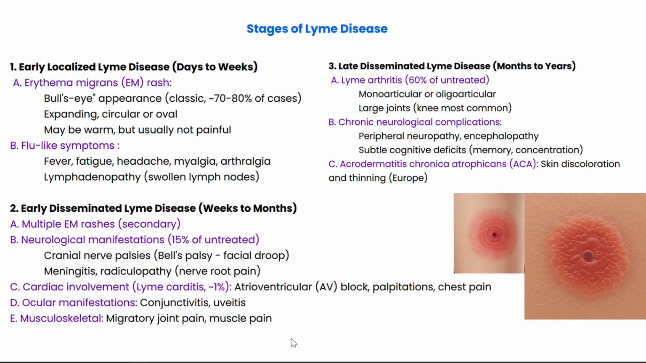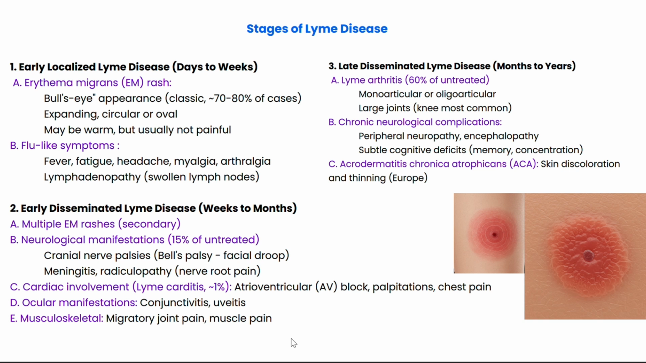Lyme disease can progress through three stages if left untreated. It's important to recognize that not every patient will experience all of these stages. The first stage is known as early localized Lyme disease, occurring from days to weeks after the tick bite. A hallmark of this stage is the erythema migrans, or EM rash. This rash often has a characteristic bull's eye appearance.